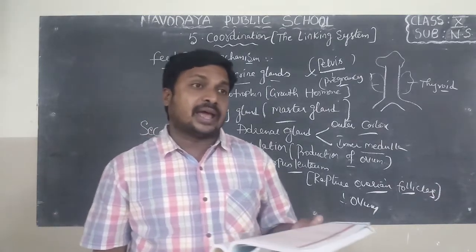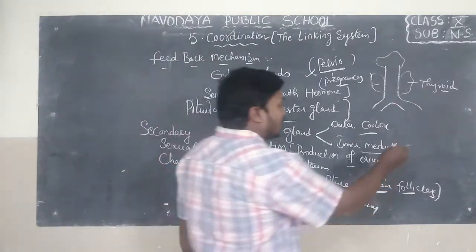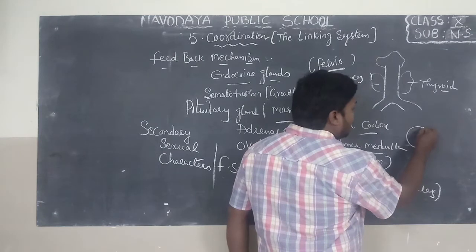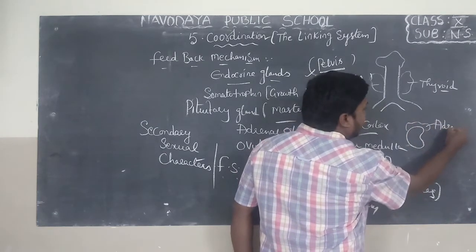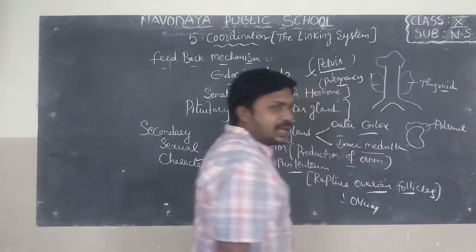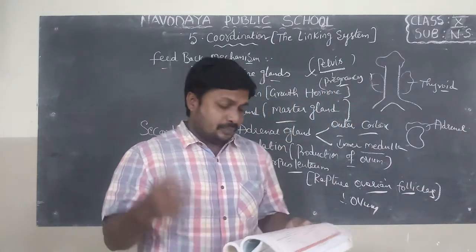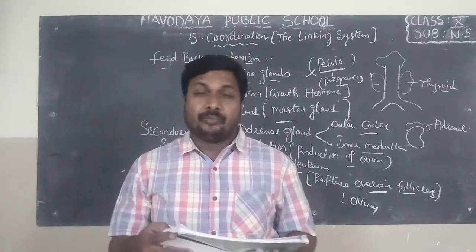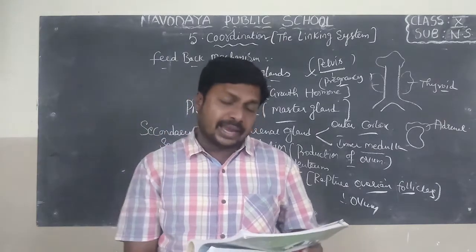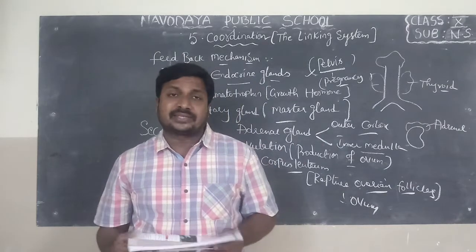Adrenal gland, which is attached to the kidney. In the 4th lesson, we learned about a gland which is present on top of the kidney, known as the adrenal gland. This adrenal gland releases a hormone known as adrenaline. What is that? Adrenaline. Already I explained in the previous class.